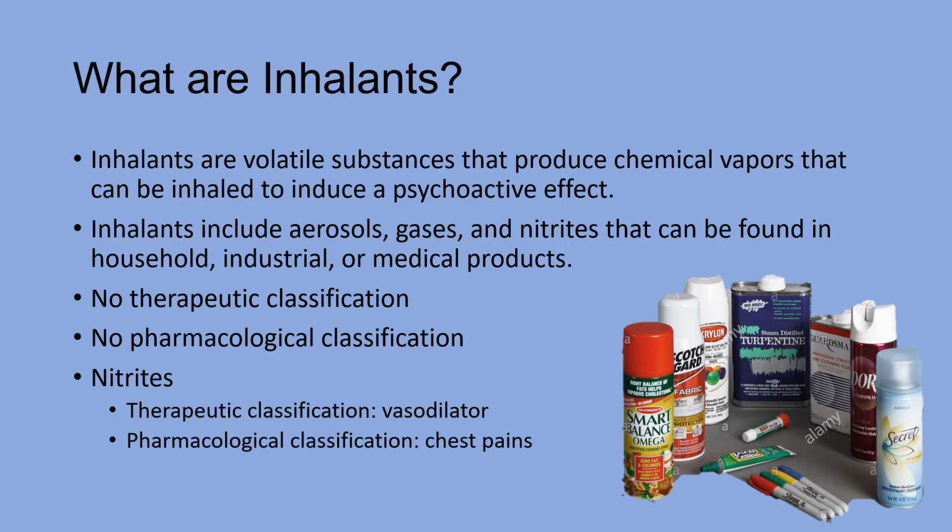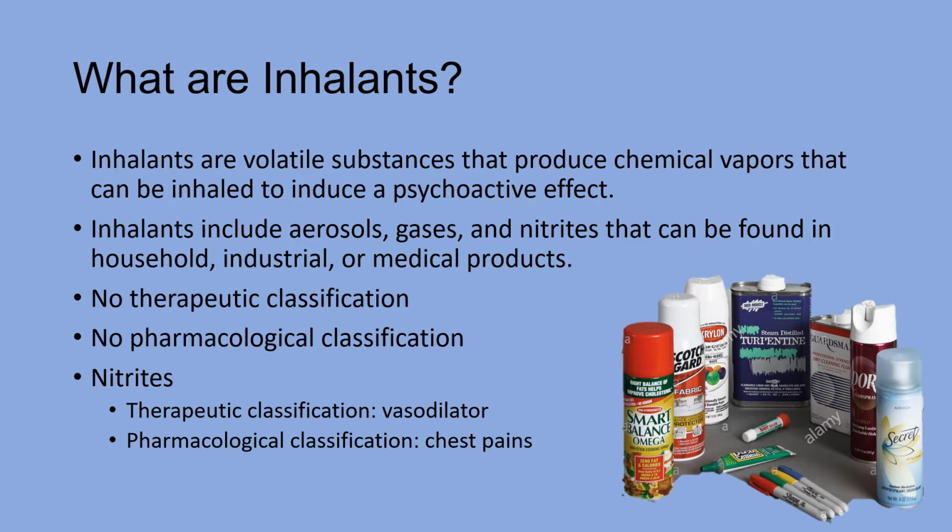So to begin, let's discuss what inhalants are. Inhalants are easy to remember because they're named after their main route of administration, which is inhaling. Inhalants are generally volatile substances that produce chemical vapors that can be inhaled to induce a psychoactive effect. All that this means is that when inhaled, the user gets high. Inhalants include aerosols, gases, and nitrites that can be found in household, industrial, or medical products.